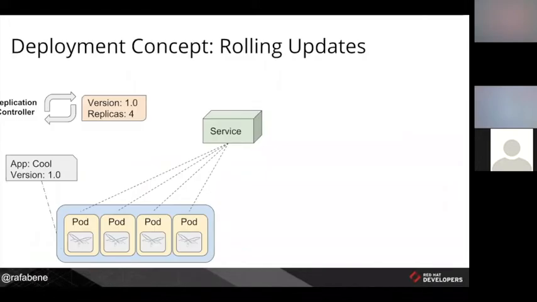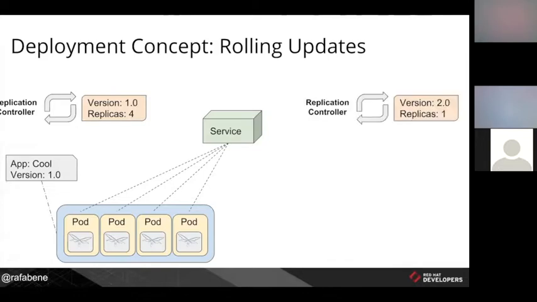What about rolling updates? Imagine that you have version 1.0 running, and it has 4 replicas running. The service will send the request to these 4 pods. Remember, service is a kind of internal load balancer, so it has the label app cool version 1.0.